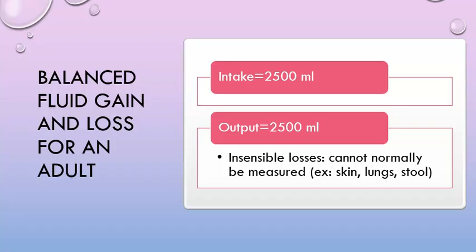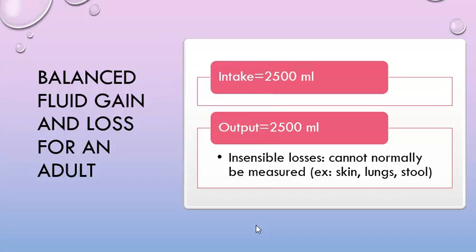All right, so balance fluid gain and loss for an adult. You need to know that sensible losses are things that we can measure, whereas insensible losses cannot be measured. That is your sweat, that is any fluids that you might lose through your lungs or your stool. As far as your intake, that is anything that you are drinking or eating.